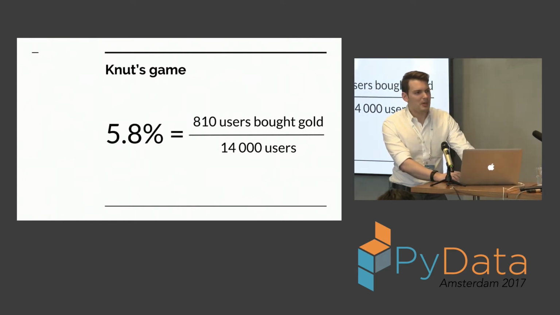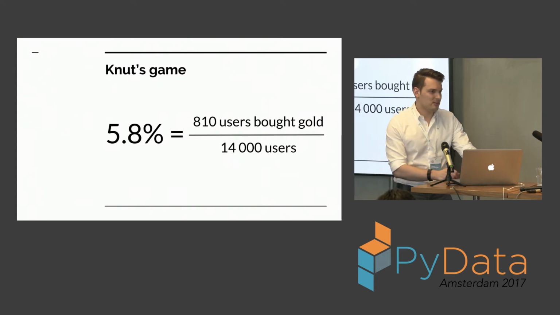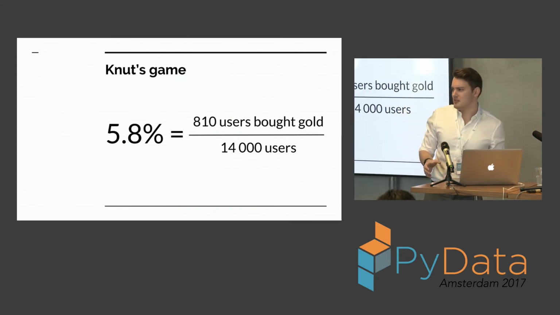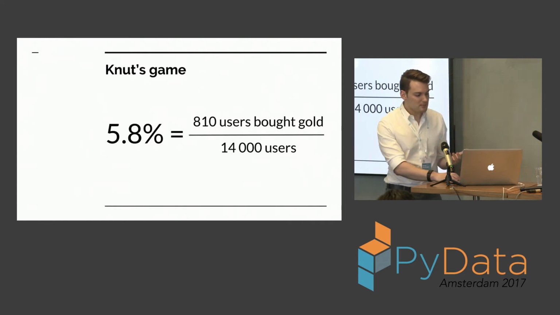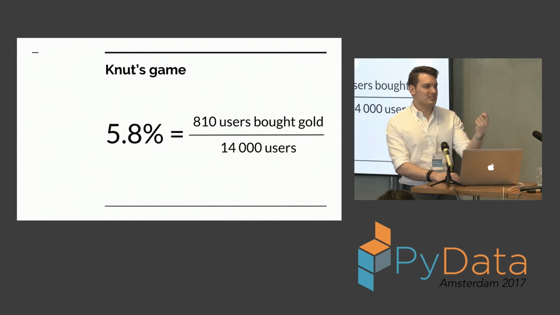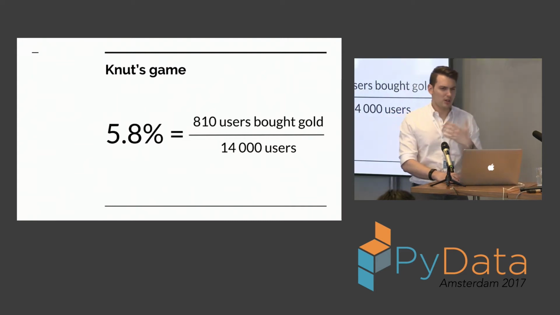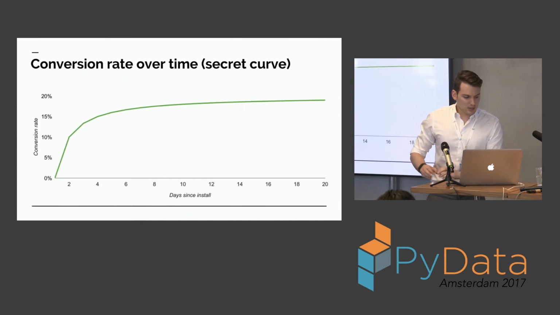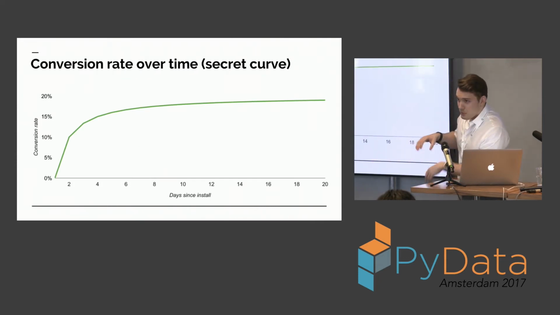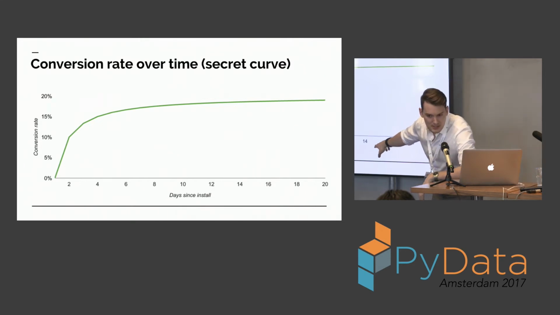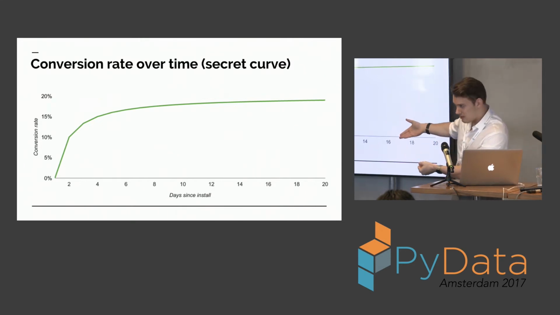Well, it turns out that people are not as impulsive as we think. They don't jump on the buy button as soon as they see one. They need to get comfortable with the product before spending. And if we wanted to represent that on a graph, what would it look like? It would look something like this. This is the secret curve describing Knut's game. How to interpret this graph is pretty simple. This is the number of days since a group of users installed the game, and this is the proportion that has spent.